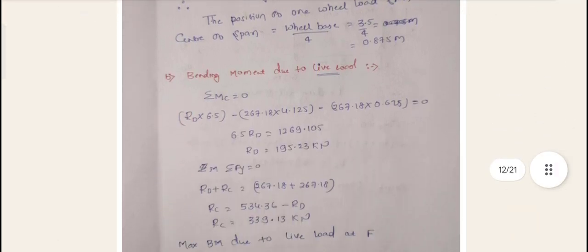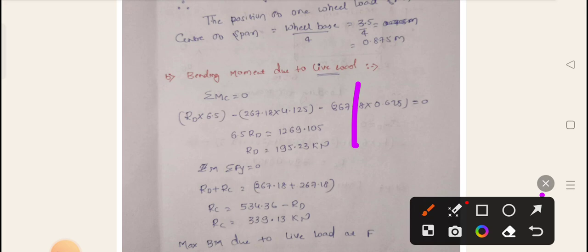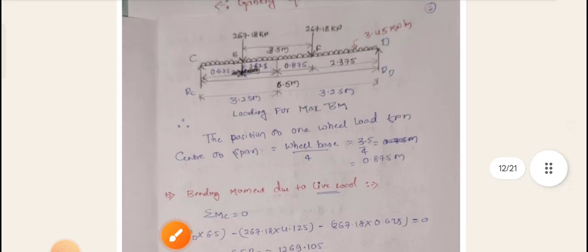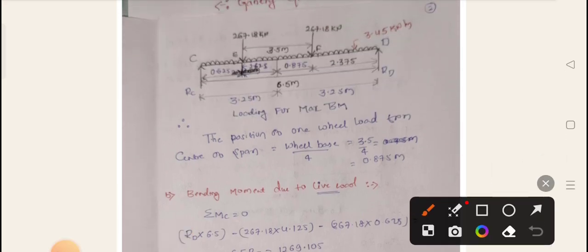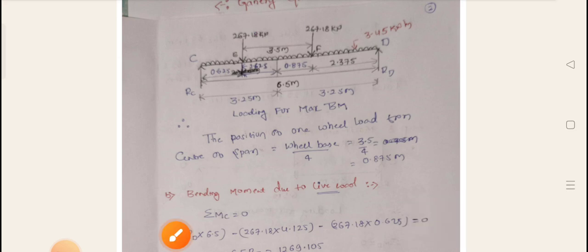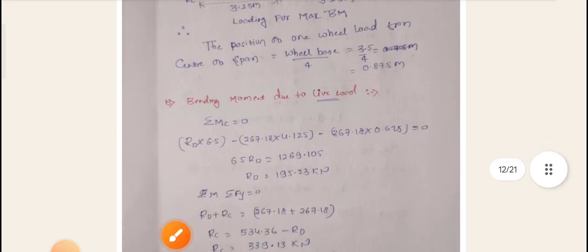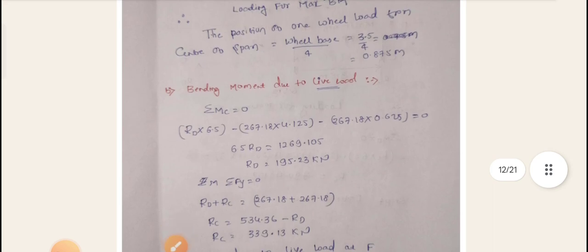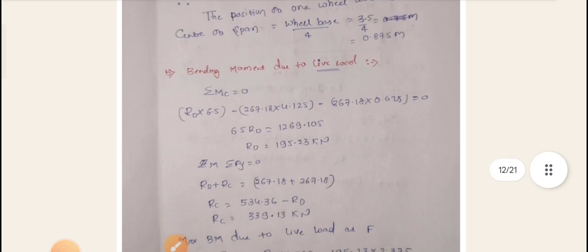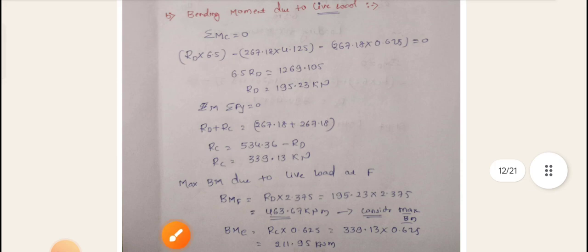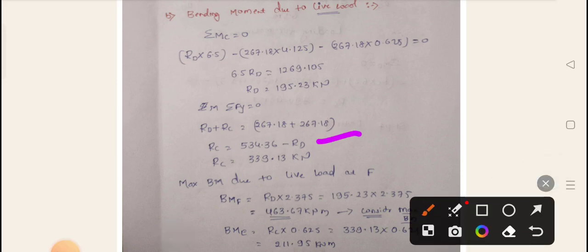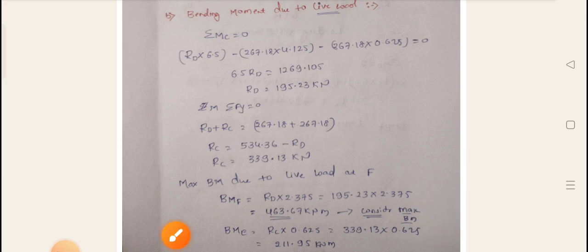Next I will go with summation of Fy. Summation of Fy means we are supposed to consider only vertical loads. Here it is 267.18, going downward, and RC and RD are going upward. If you solve this, you get the value of RC as 339.13.